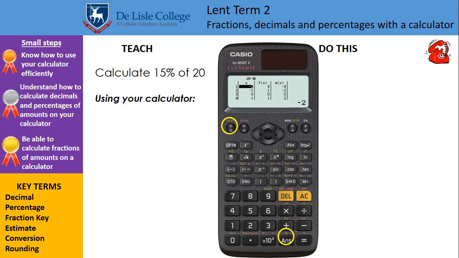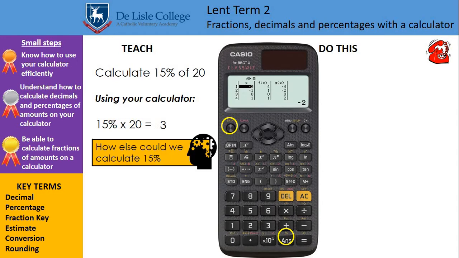Whenever we see the word "of" in a question, that pretty much means multiply. So what you can now do is type in multiply, and then you can type in 20. And that should, when you press the equals button, give you an answer of 3. But how else could we calculate 15%?